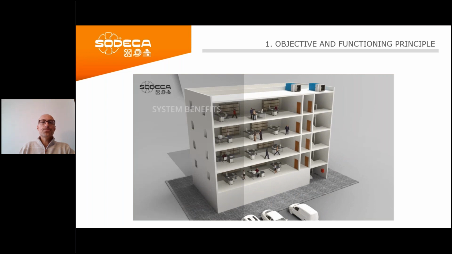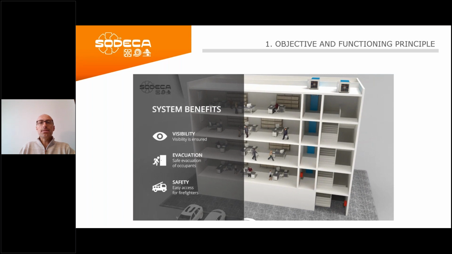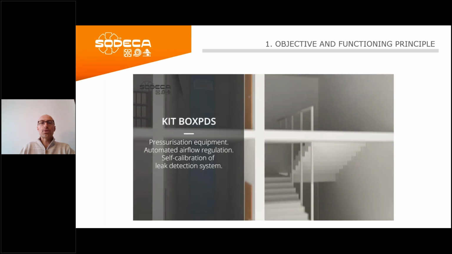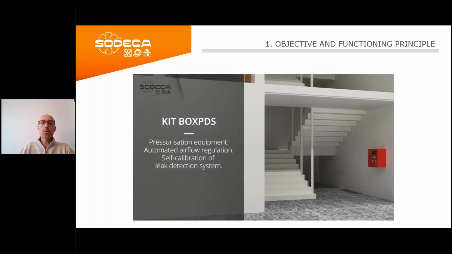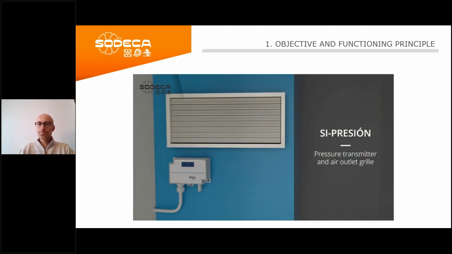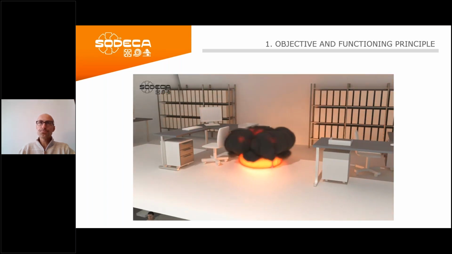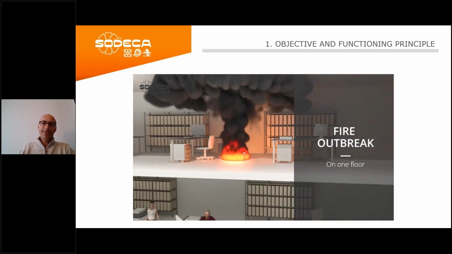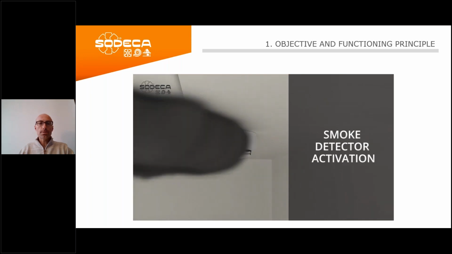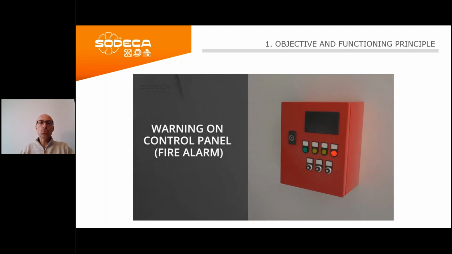In this video, you can see an office building with a stairwell, lobbies, connecting the office area and the stairwell. You can also see two pieces of pressurization equipment, one for the stairwell and the other one for the lobbies. In the event of a fire, the smoke detection system will give a signal to the pressurization equipment in order to activate it.